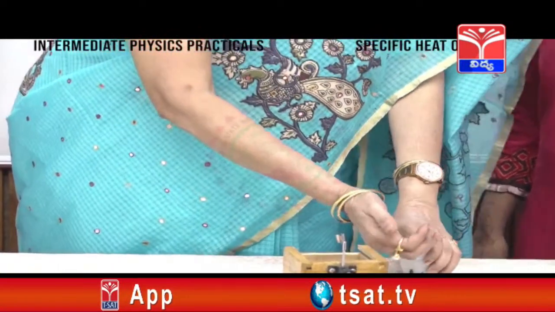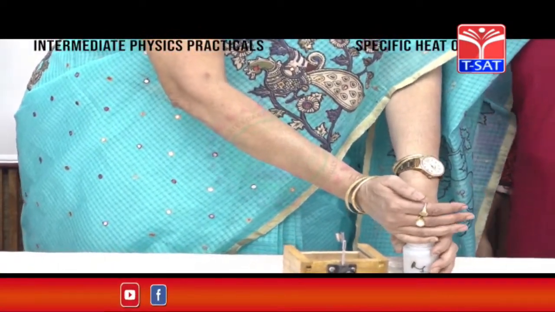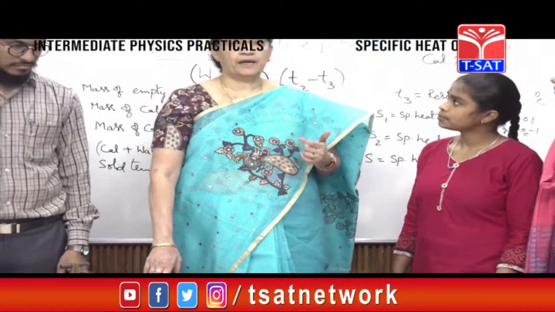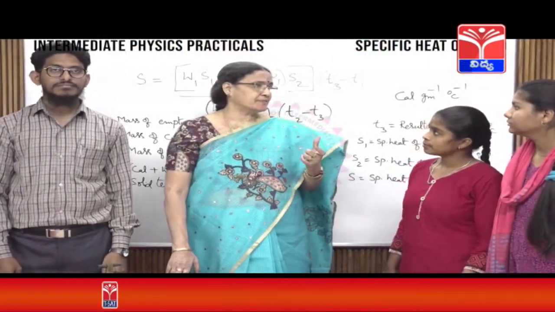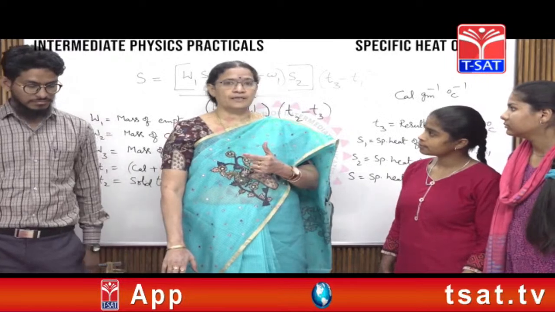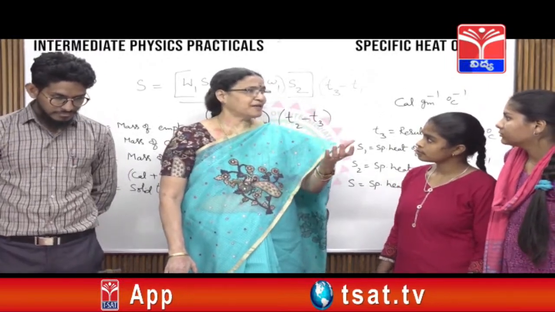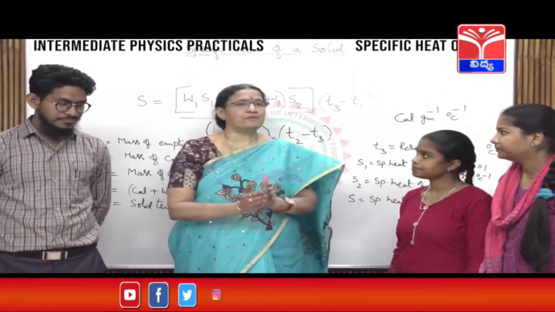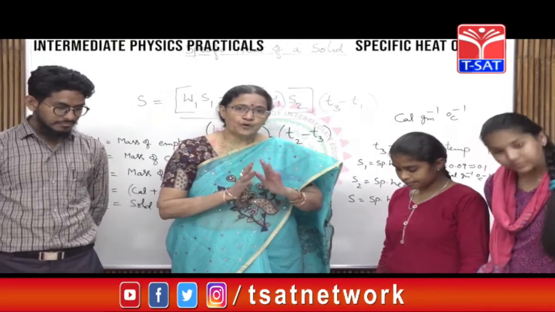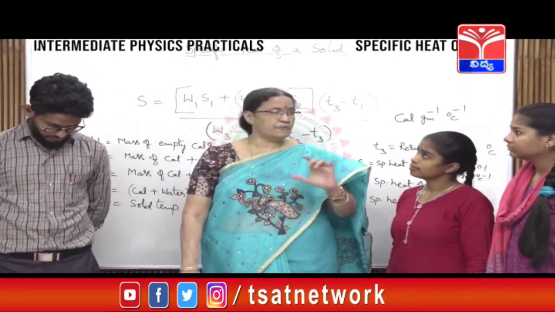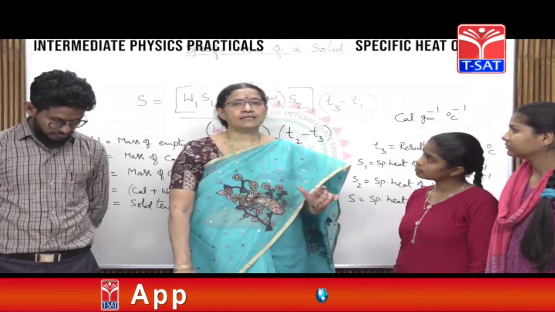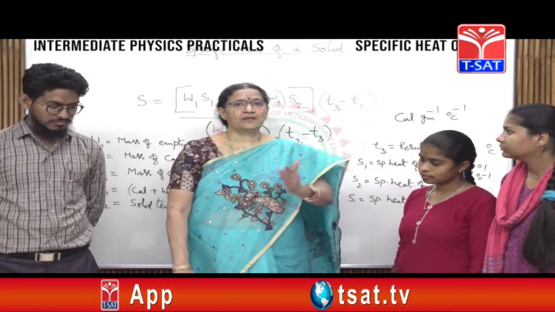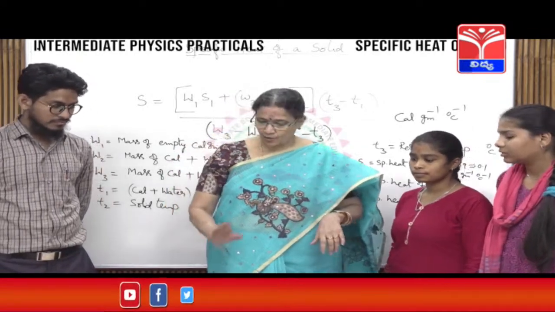Okay. So, on what principle are we going to do this? This works on the principle of method of mixtures. So, what is meant by method of mixtures? When you mix a hot body with a cold body, what happens? The hot body becomes cooler and the cooler one becomes hotter. So they come to some resultant temperature. So the principle of method of mixtures is this: if no heat is given to the surroundings, heat lost by the hot body is equal to heat gained by the cold body.